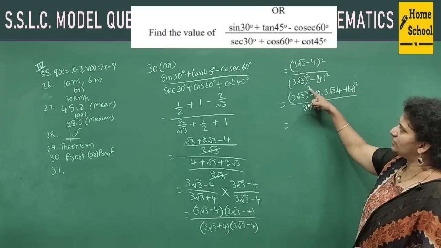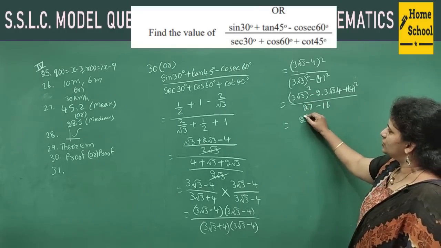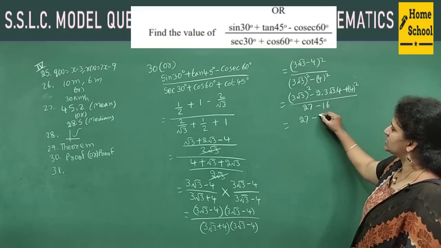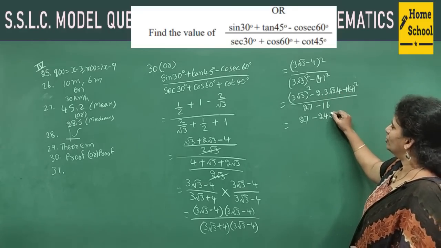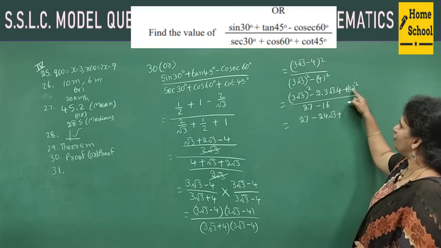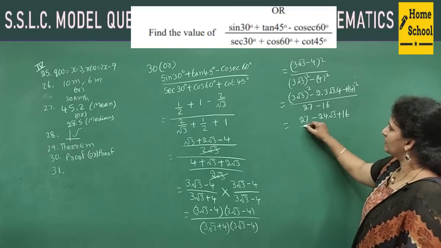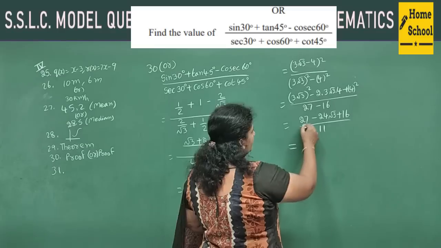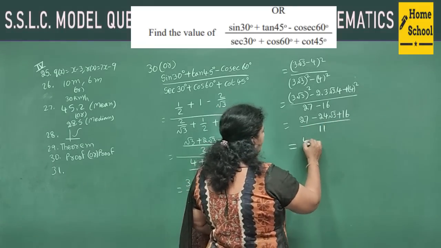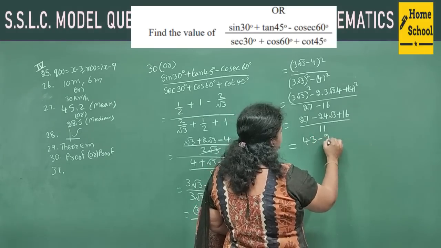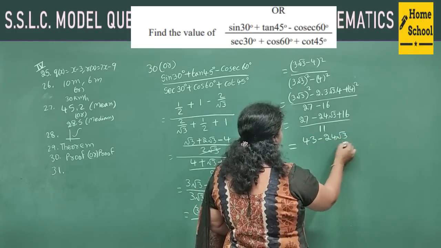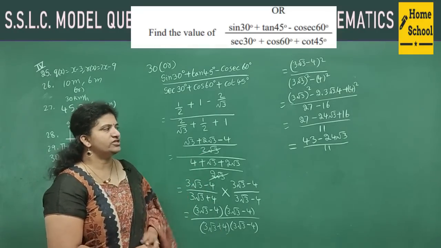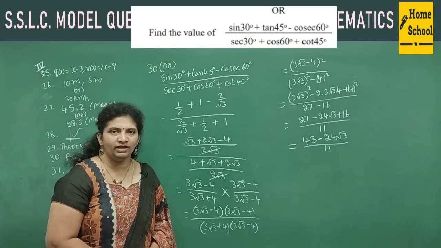And again the numerator, 3 root 3 whole square is how much? 27 minus 4 3s are 12, 12 2s are 24 root 3, plus 4 4s are 16. In the denominator, 27 minus 16 will be 11. In the numerator, 27 plus 16 it will be 43 minus 24 root 3, by 11. Right? Therefore, your solution is 43 minus 24 root 3 by 11.